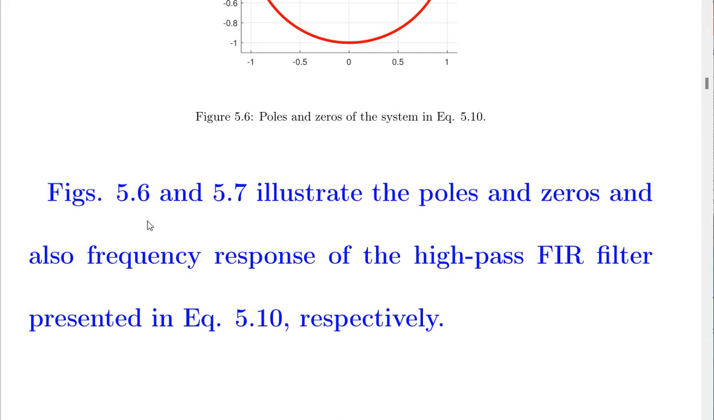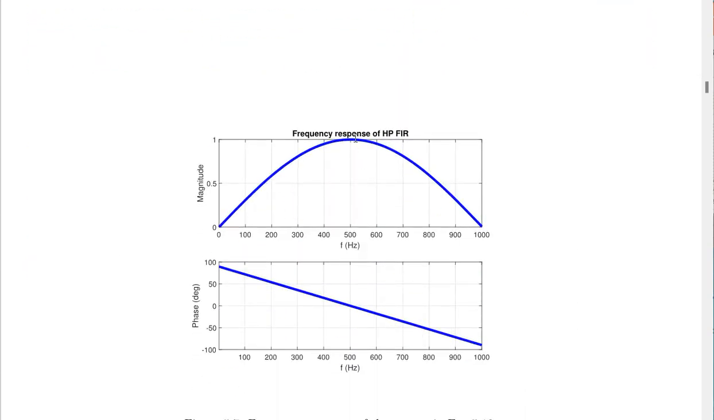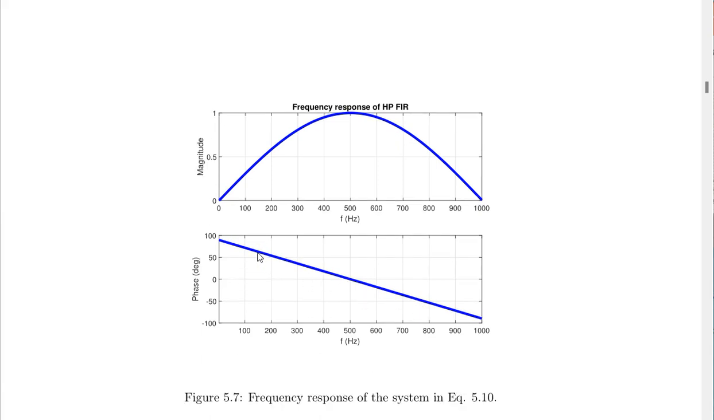Now, two figures illustrate the poles and zeros and also the frequency response of the high-pass FIR filter presented in equation 5.10, respectively. Here you see the frequency response. Higher frequency, which is 500, half the sampling frequency, has permission to pass, but lower frequencies cannot pass. This is the phase of the system, linear.